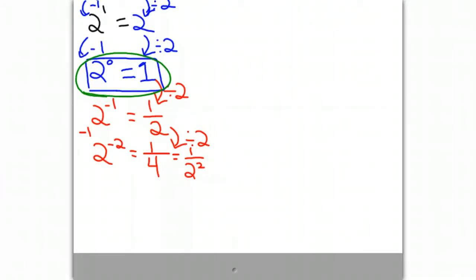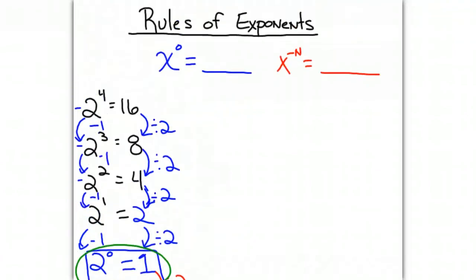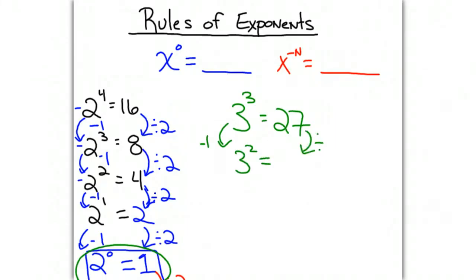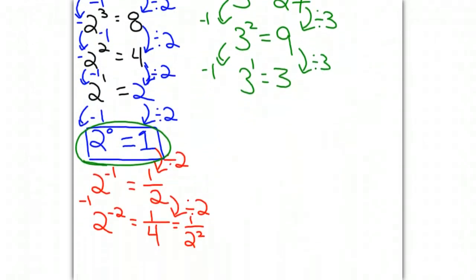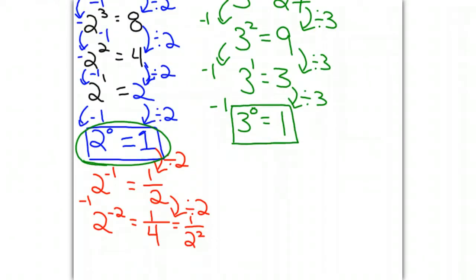Let's see if this holds if we looked at powers of 3. So we can start with 3 cubed, which we know to be 27, decrease the exponent by 1, that takes us to 3 squared, divide the 27 by 3, 3 squared is 9. Decrease the exponent by 1, that's 3 to the first power, divide the output by 3, we get 3 to the first power is equal to 3. Subtract 1 from the exponents, 3 to the 0 power, 3 divided by 3, we get 3 to the 0 power is equal to 1.